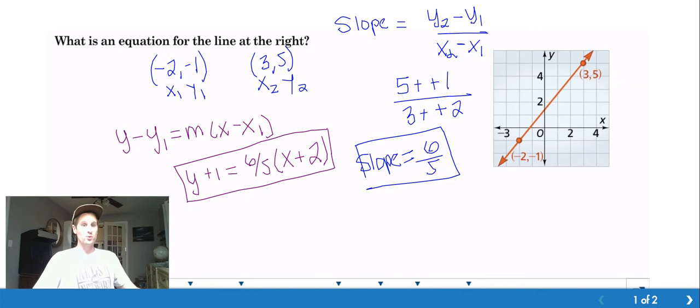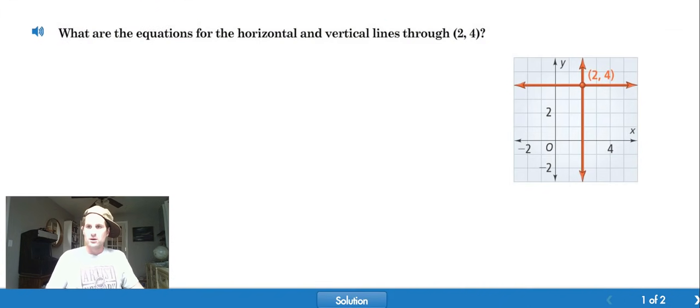Okay. One more problem. Okay, here we go. Alright, here's our last problem, and what we have here is a horizontal and vertical line. How do I write equations for horizontal and vertical lines? Okay, here's the deal. Let's go ahead and write this out. So horizontal, I'm going to write this under here. It's going to be awesome. And vertical, I'm going to write this under here.